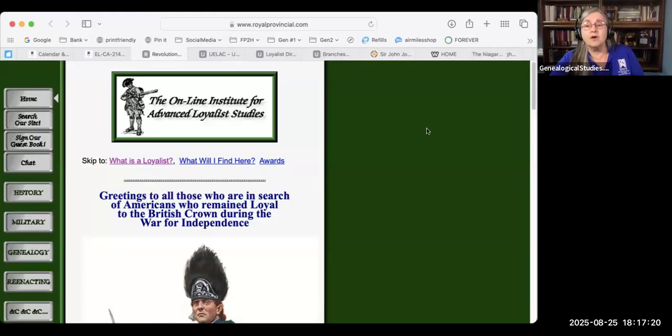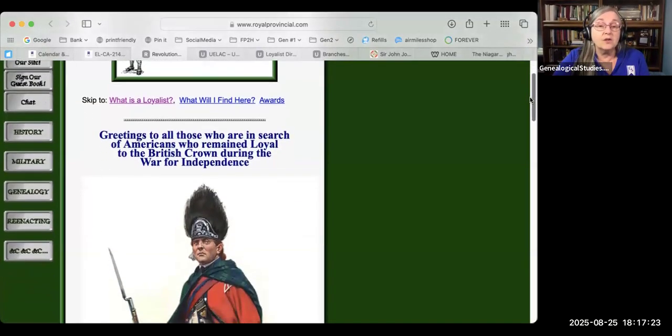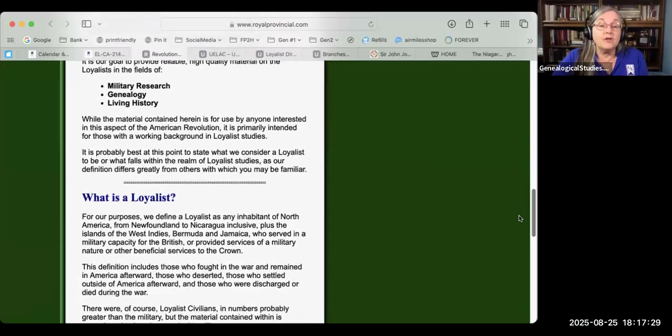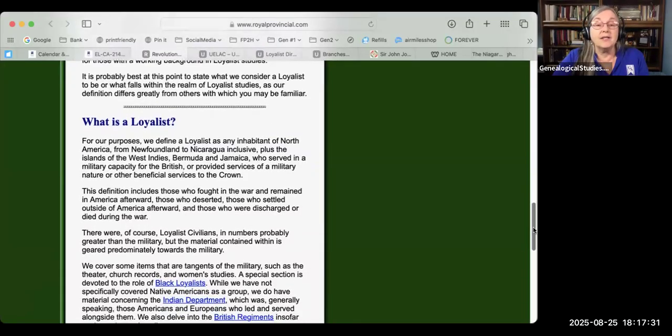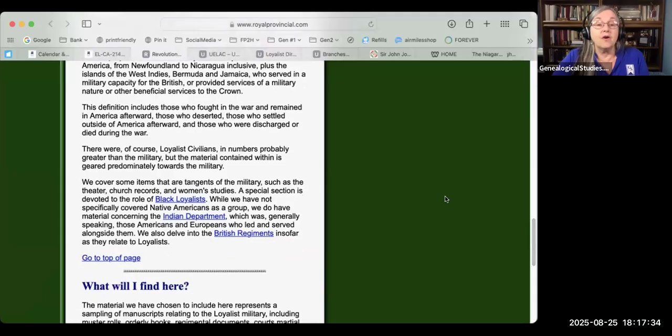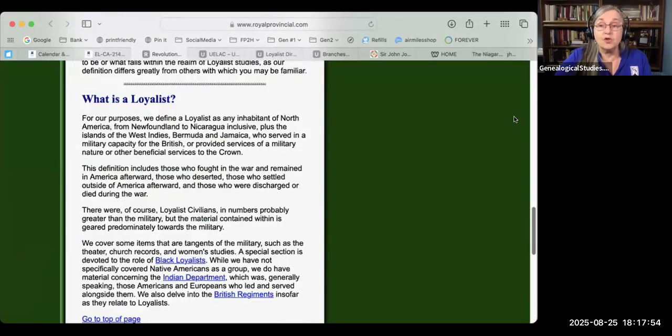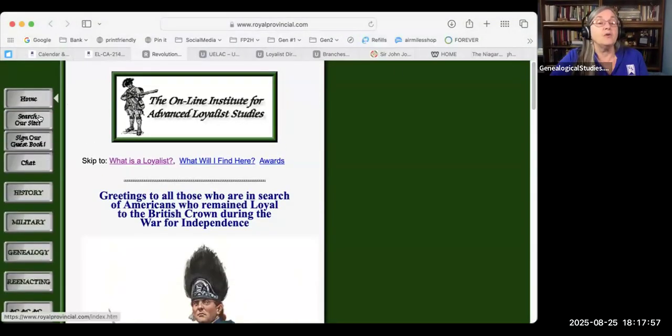On this website, it goes into what is a loyalist? Where will I find them? If you're not familiar with them, reading through here can give you a better idea. They were in the colonies, but they also included Black Loyalists, which are a group on their own, and the Indian Department, which included the First Nations, and where you find them. So, start searching. But I want to draw your attention to the sidebar.